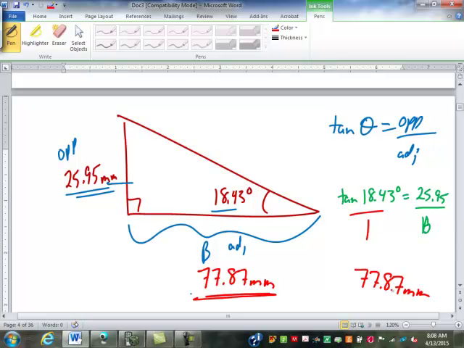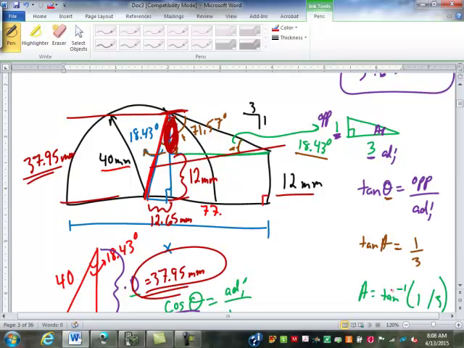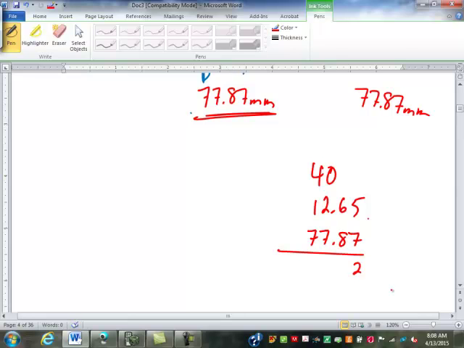How does that help me? This is 77.87. If this is 77.87 up here, the bottom of the rectangle has to be the same. Now x is just a radius of 40 plus the 12.65 plus the 77.87. Which gives us a total of 130.52. You got it.